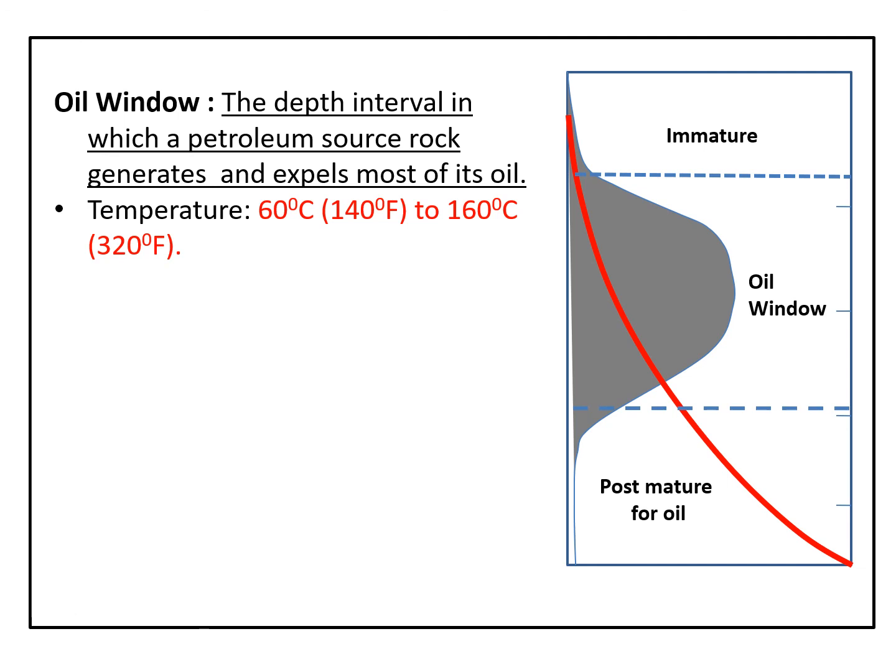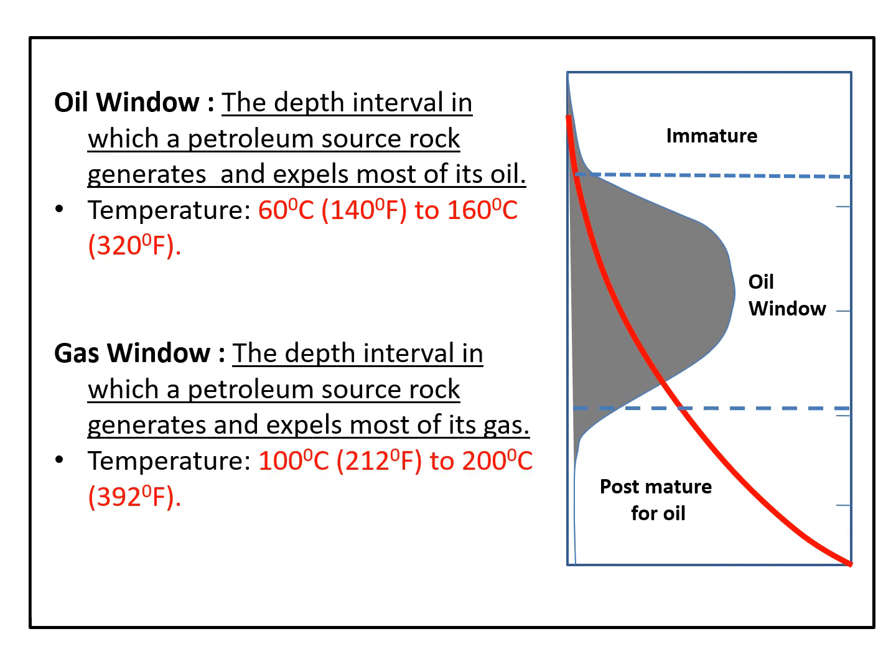Meanwhile, the gas window is the depth interval in which a petroleum source rock generates and expels most of its gas. The temperature range is between 100 to 200 degrees Celsius. So you have to remember that post-mature for the oil window is the mature for the gas window.